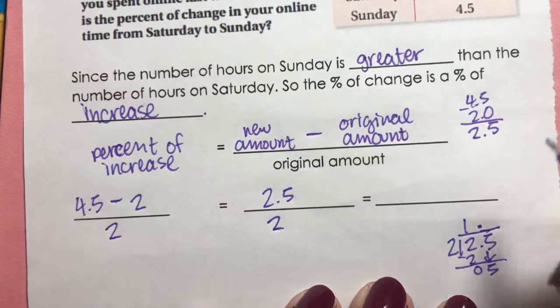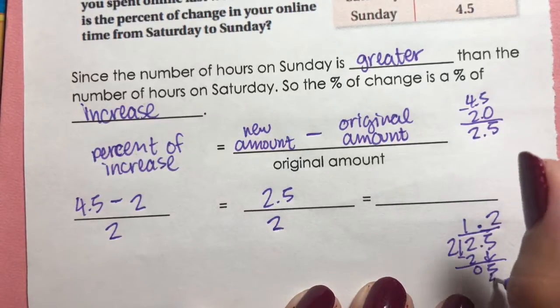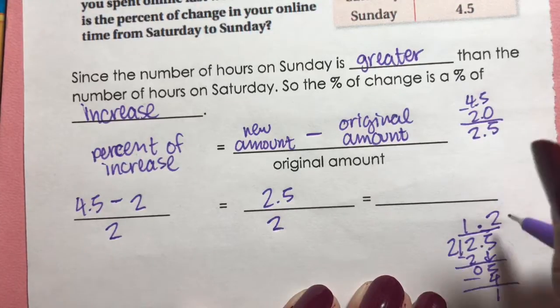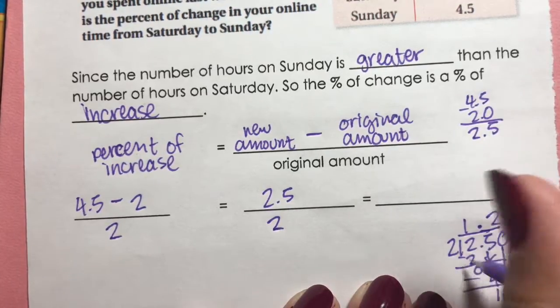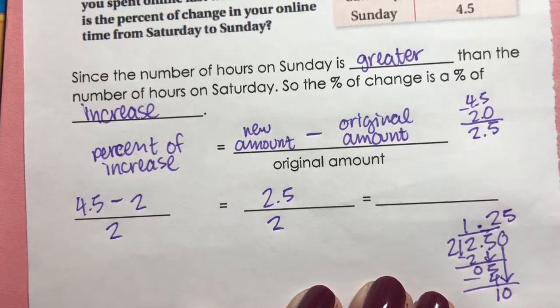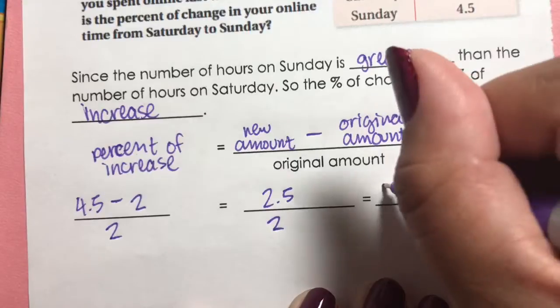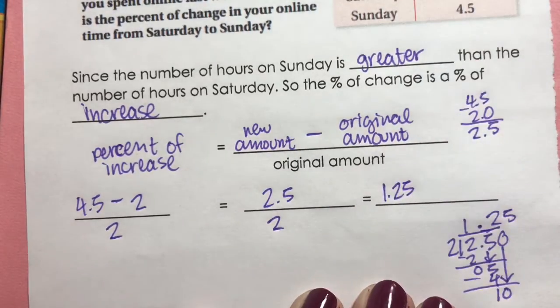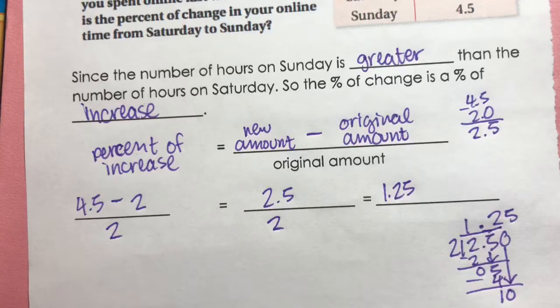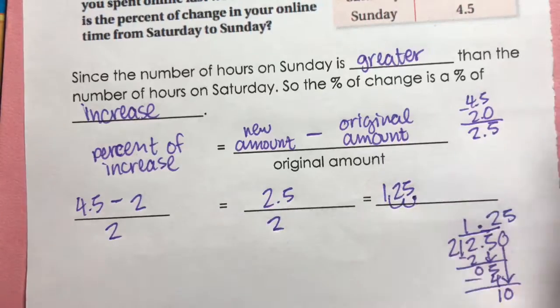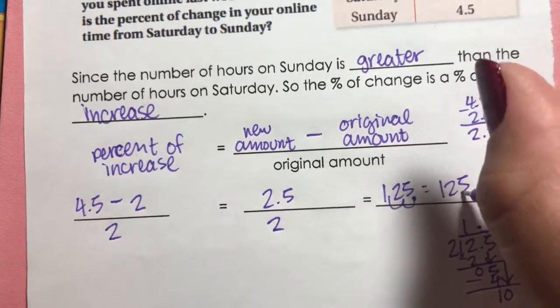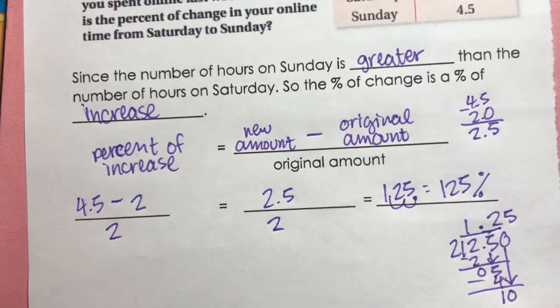2 goes into 5 2 times. 2 times 2 is 4. 5 minus 4 is 1. Bringing down the 0. 2 goes into 10 5 times. Okay, so we're left with 1.25, but that's a decimal. We need to find the percent. But if you remember from our last notes, the easiest way to do this is you just got to move the decimal 2 times to the right. So if we move our decimal 2 times to the right, it's 125%. And that's it. That's your percent of increase.